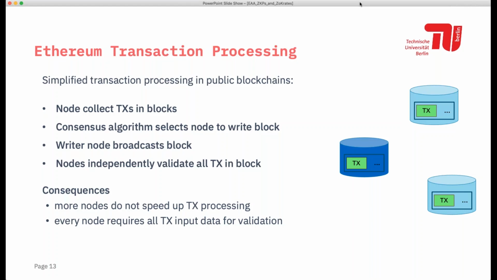That means we cannot have any form of privacy or confidentiality in transaction processing, because if we keep data away from nodes that are supposed to validate transactions, they couldn't. So everything that is processed on the blockchain in Ethereum has to be public to the network.